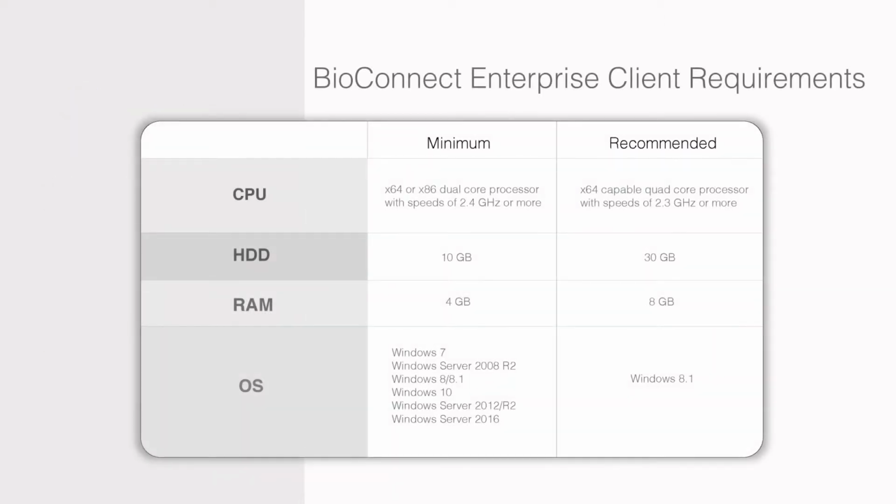Ensure that your server meets these requirements before installing BioConnect. You also need to make sure that your ACM version is not too old. To check ACM compatibility requirements, please refer to the BioConnect installation guide. Links to installation guides can be found in the description. Links to download BioConnect Enterprise can be found in the description below.